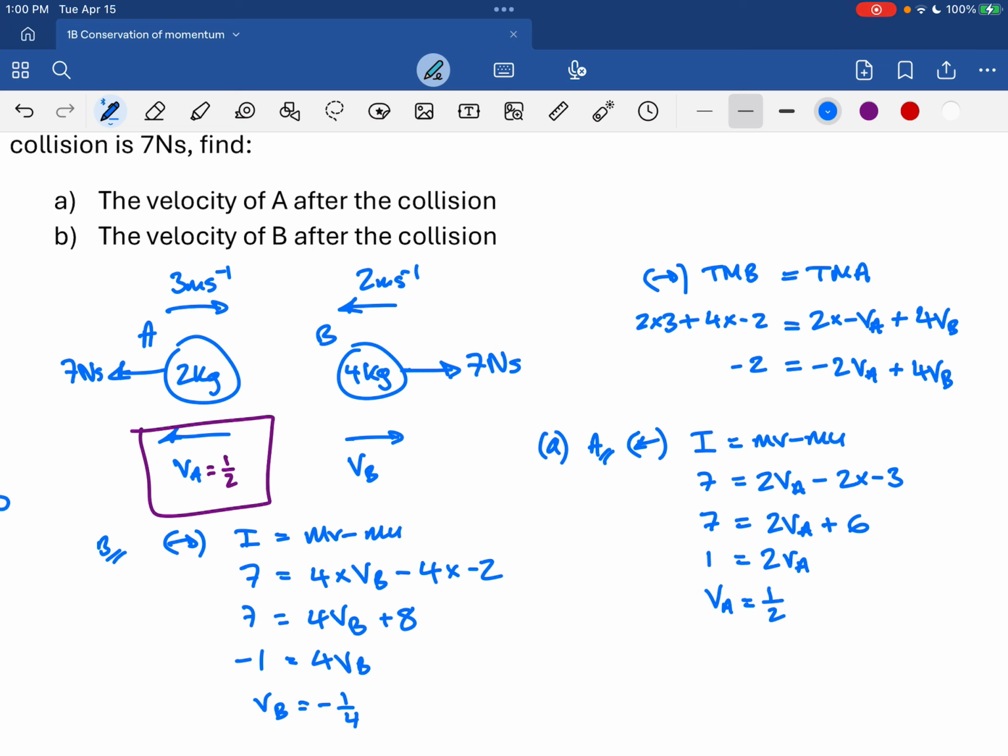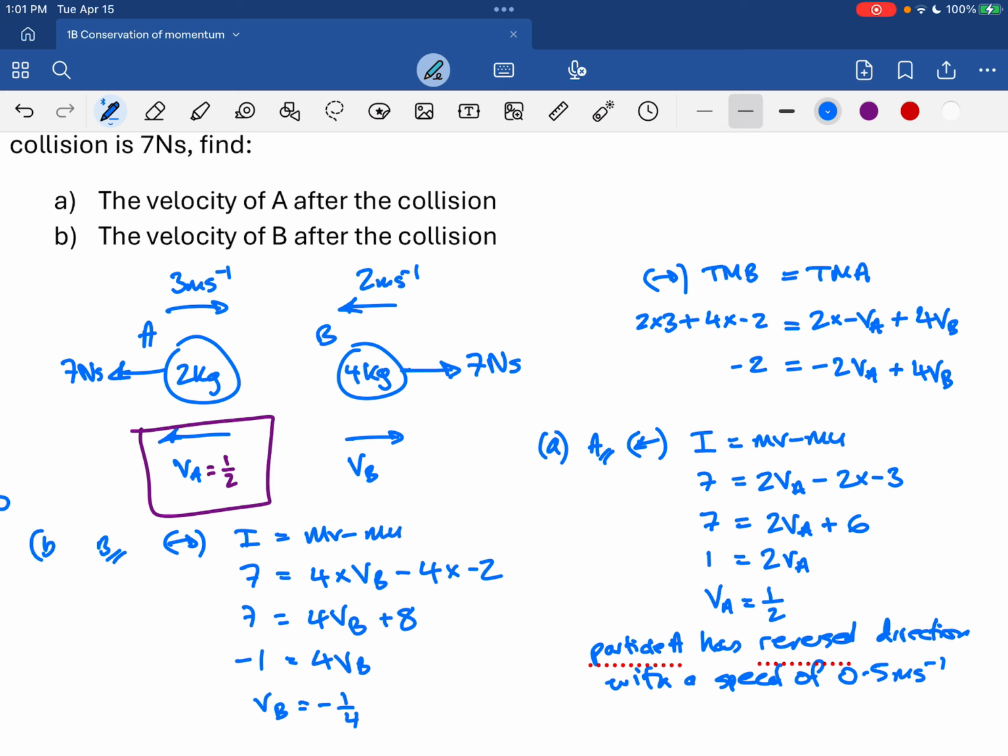So particle A has reversed direction with a speed of 0.5 meters per second.